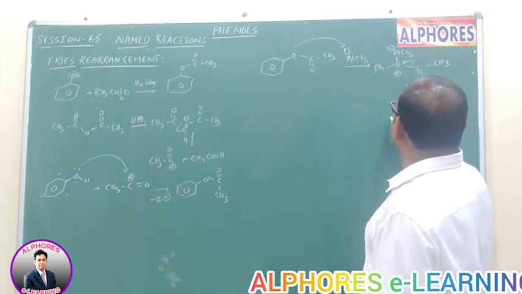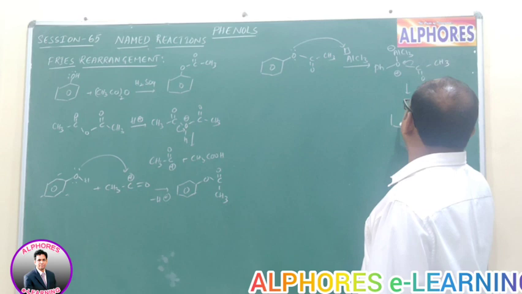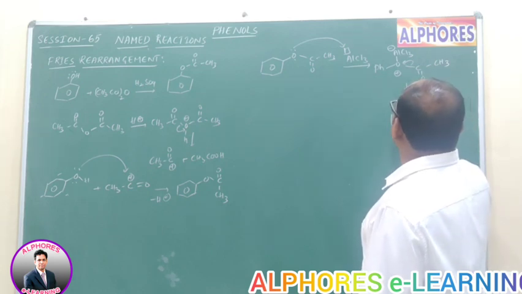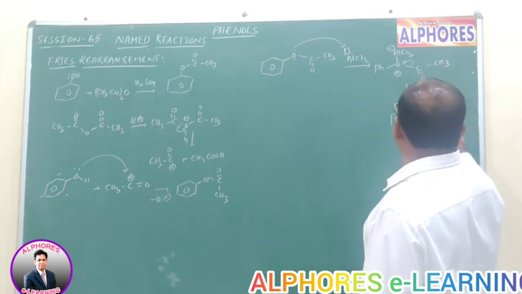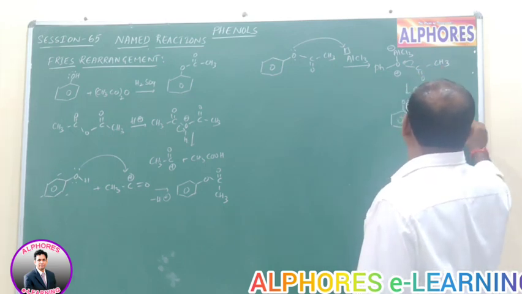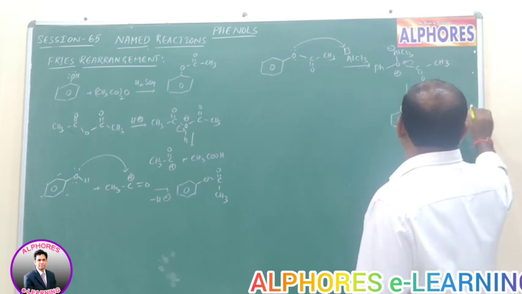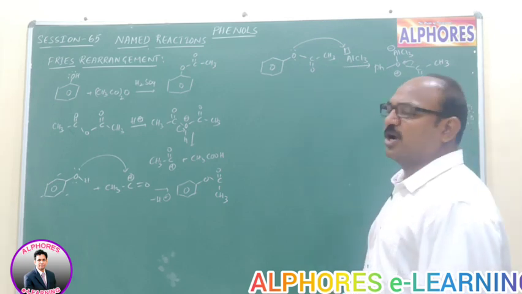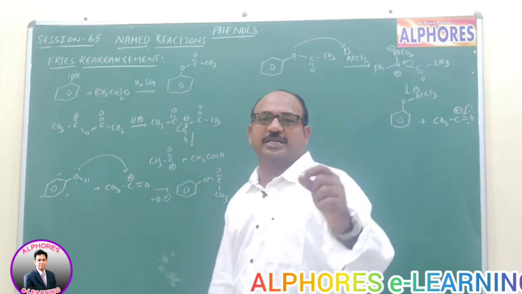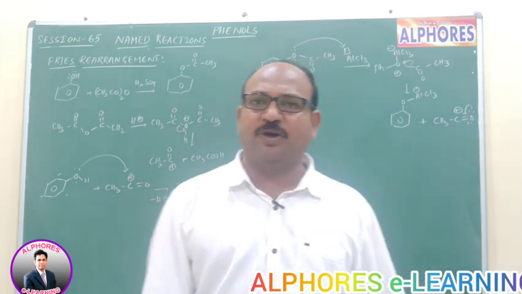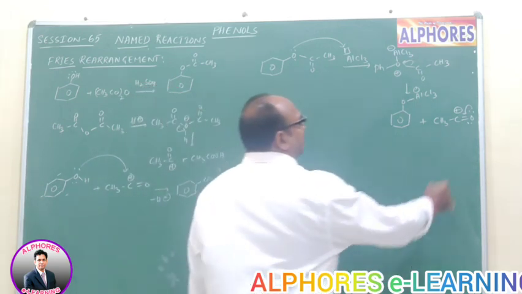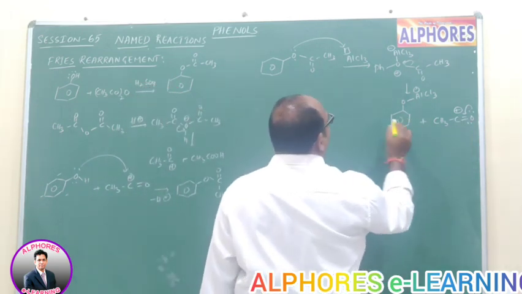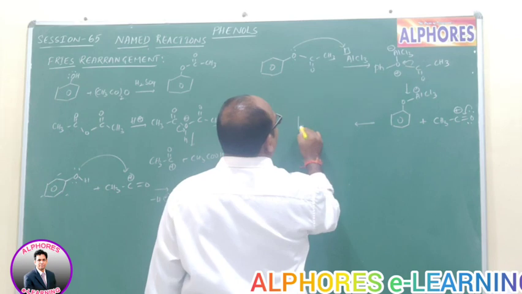Here the OC bond pair of electrons shifts towards oxygen. As a result, we get a benzene ring containing oxygen with the AlCl3 negative charge. And in addition to that, what is left? CH3-C double bond O plus. This CH3-C double bond O plus acylium carbocation is more stable because the oxygen-containing group is involved in resonance with the positive charge. Now the same positive charge has to attack the ortho and para positions.